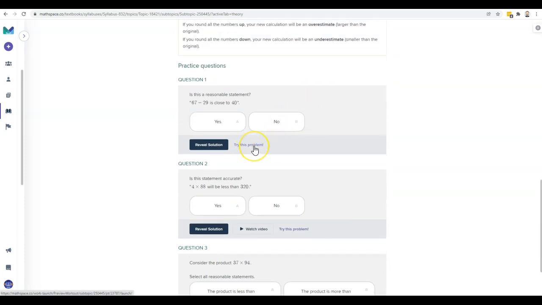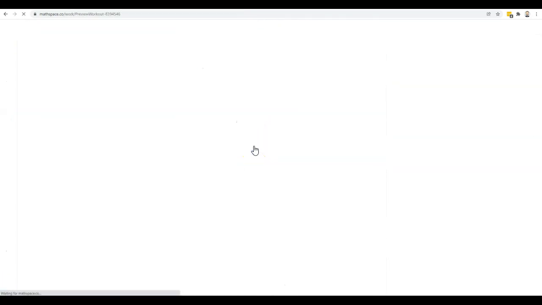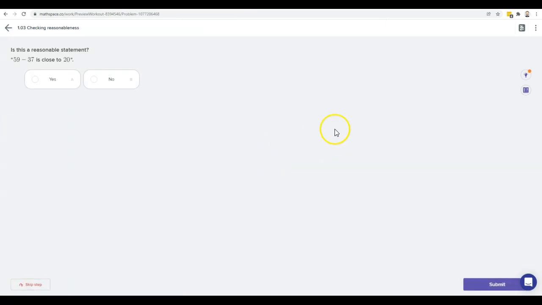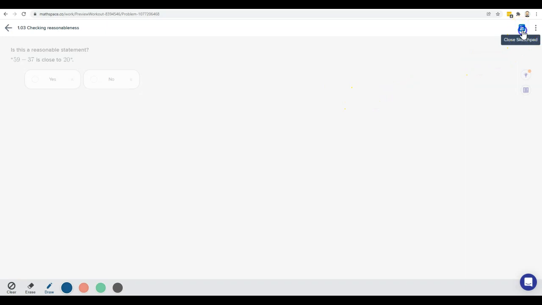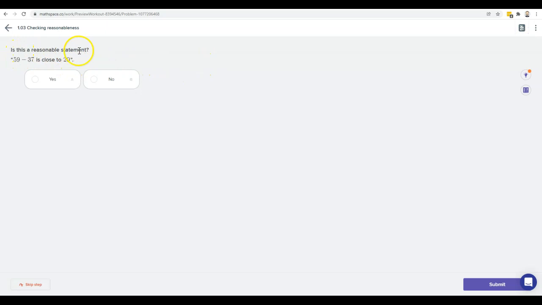So I'm going to go into the try this problem to demonstrate, and the reason I'm doing that is I'm going to try and use the drawing sketch pad so I can draw the working out on the screen here for you. Unfortunately for this video at least, I'm using my mouse, so my drawing will not be brilliant. I hope to have a better solution in the near future. So let's have a look at the question first. It says, is this a reasonable statement that 59 minus 37 is close to 20?